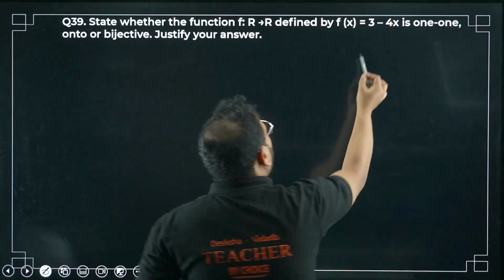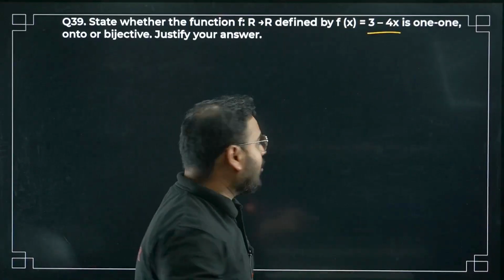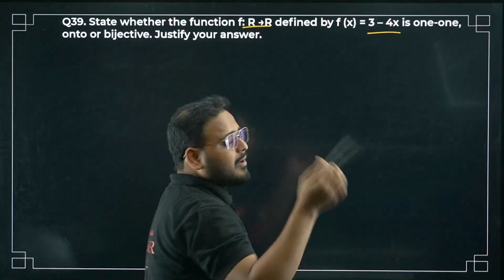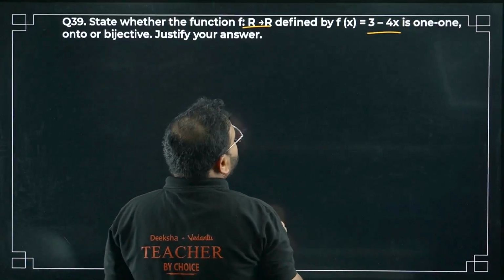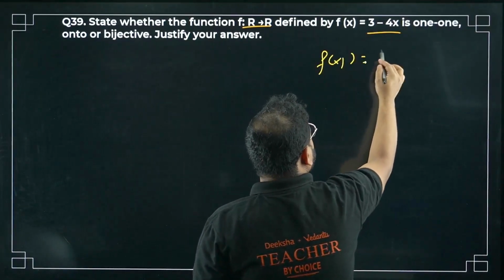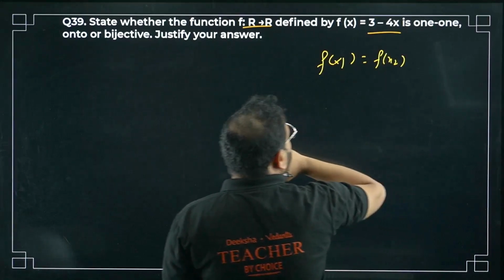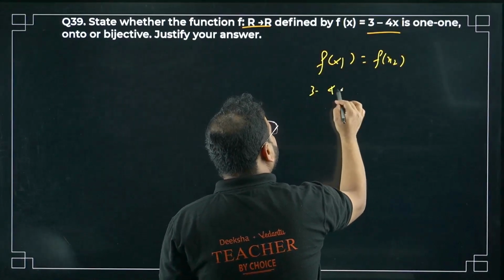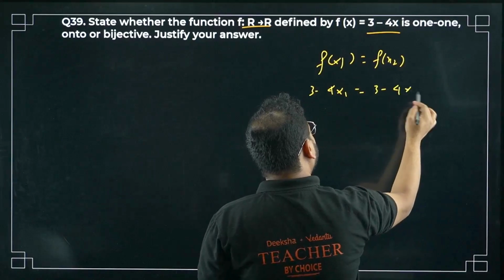Okay, straight line, of course it is bijective, sir. On real numbers it is bijective, sir. We'll see about the algebraic approach. So let's do it for one-one. Let's take f(x1) equals f(x2). So I'll end up with 3 minus 4x1 equals 3 minus 4x2.